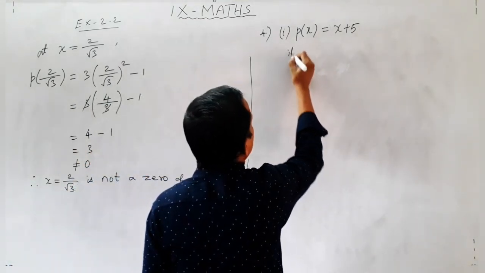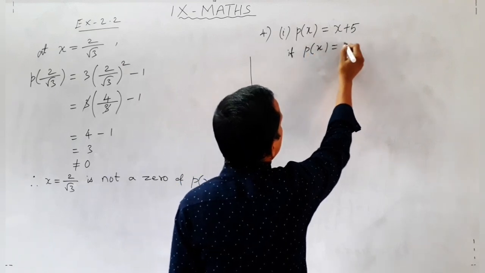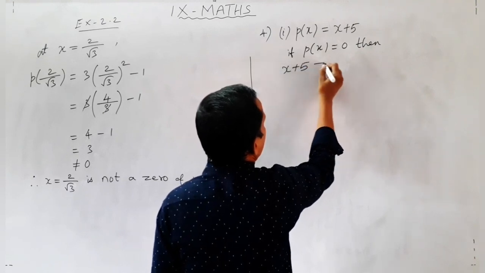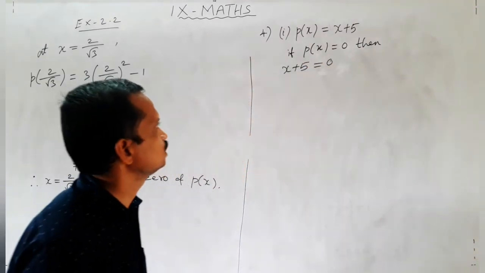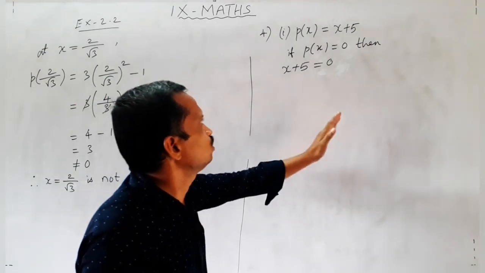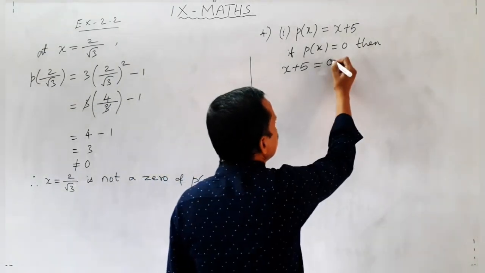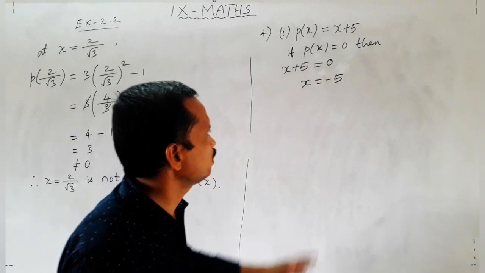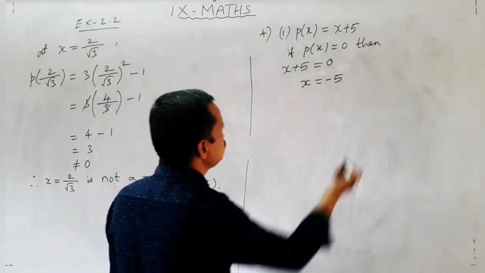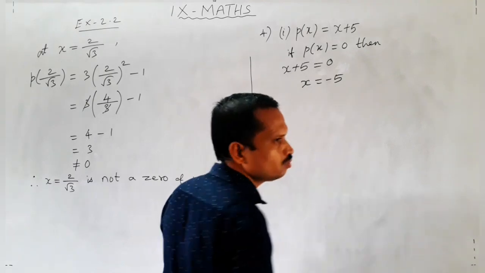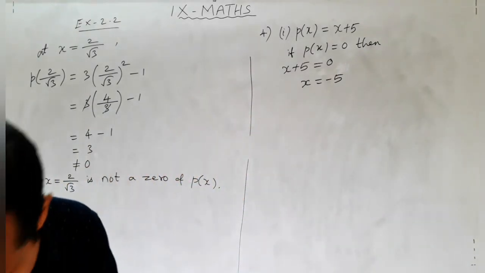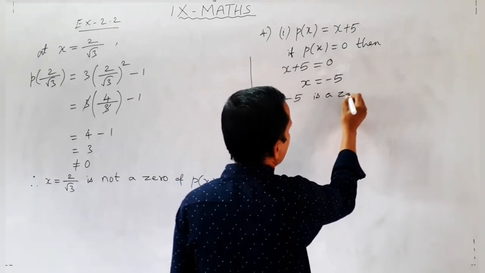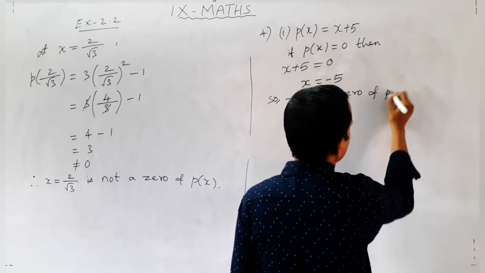So if p of x equal to 0, then x plus 5 equal to 0. This is solving for x, the given equation p of x is 0. So when p of x is 0, then we put x plus 5 equal to 0, and then x equal to minus 5. That's what I already told you. Minus 5 is the zero of p of x. Clear? So minus 5 is a zero of p of x.